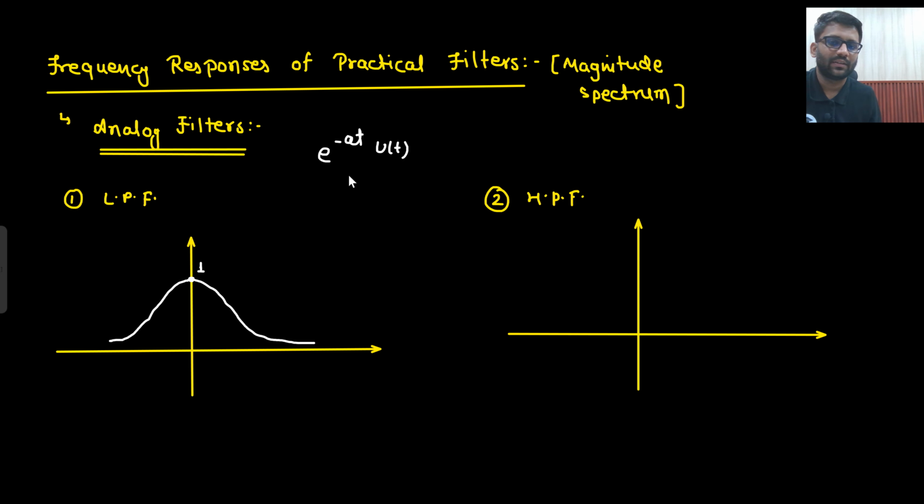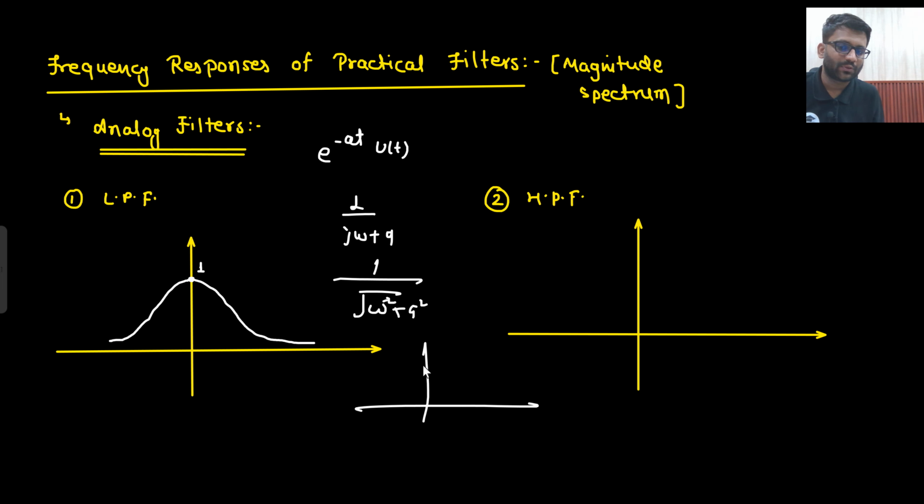What was the response here? e to the power minus at u(t). 1 upon j omega plus a, 1 upon under root omega square plus a square. So at omega equals 0, the gain was 1 by a, and at omega equals infinity, the gain was 0. So this is how it was decreasing. I hope you remember the magnitude spectrum. We draw this kind of magnitude spectrum only. So practically you can make these kind of things.